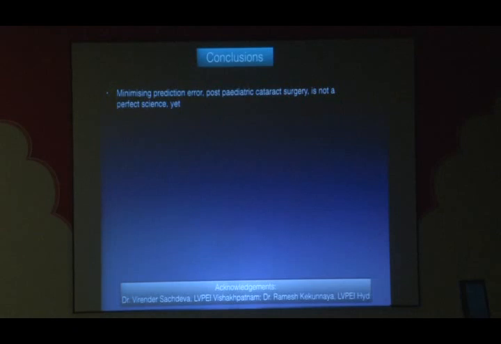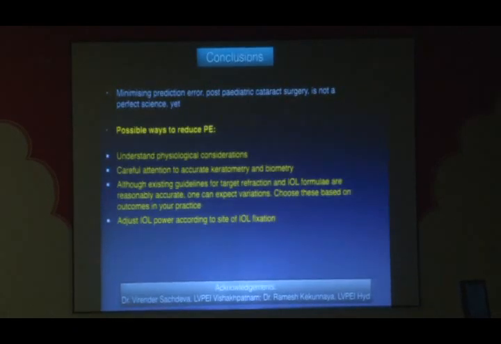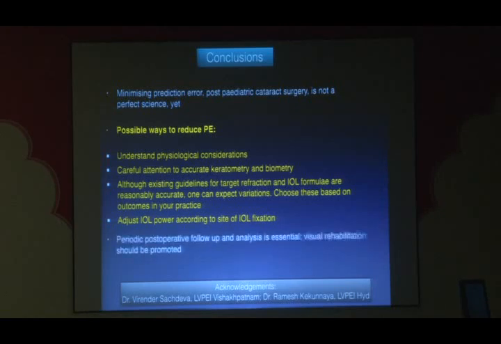So minimizing pediatric prediction error, of course, is not a foolproof science yet. And we need to understand that the child has unique challenges of physiology, and we need to pay a little more attention to having accurate keratometry and biometry. And out of the existing guidelines, we can just analyze our own outcomes and see what works best. And obviously, you need stringent follow-up to rehabilitate the child in spite of all the vagaries.